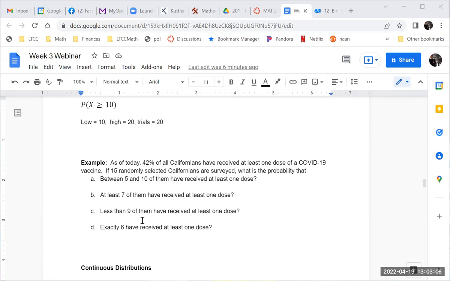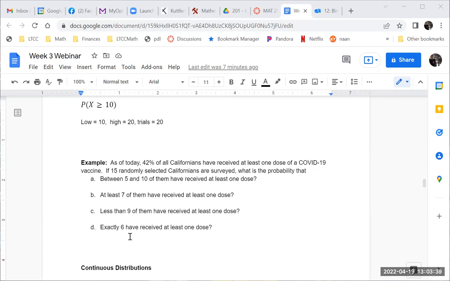If less than 9 received at least 1 dose, what's the smallest number that could have received 1 dose? 0. Yeah, 0. So low would be 0. What would the high be? 8. It wouldn't be 0 and it wouldn't be 9. It'd be 8, because 8 is the highest number less than 9. Does that make sense? So this is where people make mistakes.